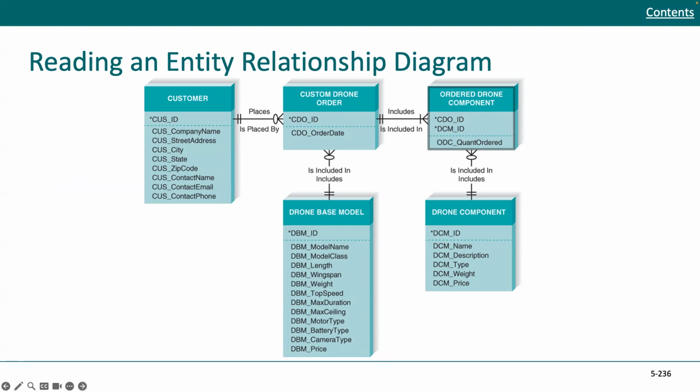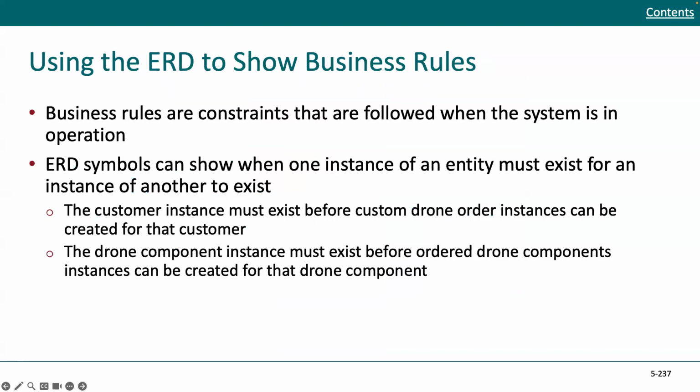The custom drone order data capture information about every order for a custom drone. The drone base model data describes the characteristics of the base drone models specified in the order. The order drone component data describes each drone component the customer wishes to add to the custom drone or to replace standard components on the drone base model. And then finally, the drone component data describes the custom components. That gives you an idea of what we're talking about with an entity relationship diagram, giving some insight into a running example that we're using in our course and in the textbook.